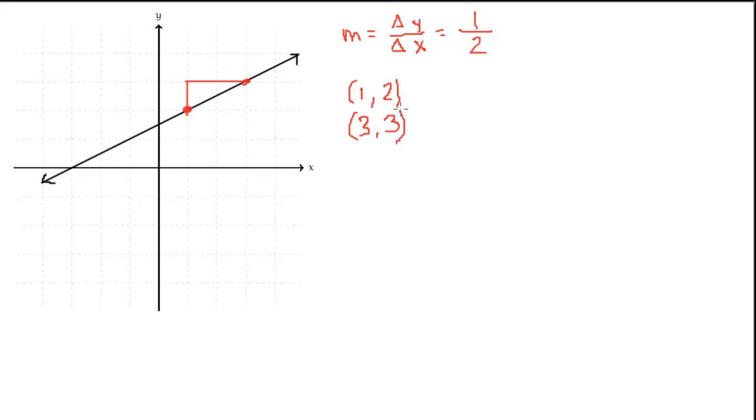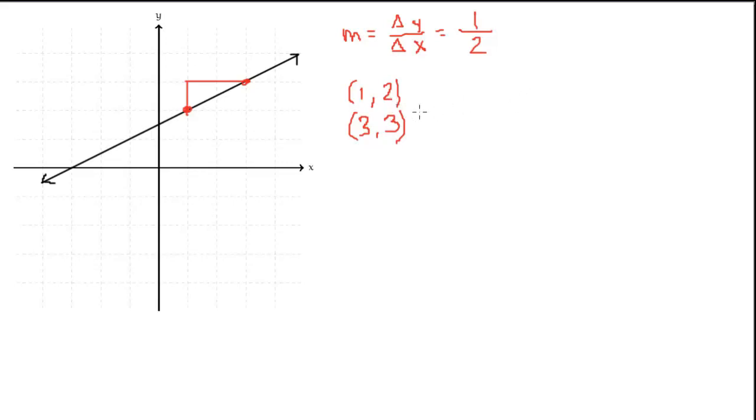So I want to pause and ask you this question. Let's say we didn't have the graph and all we had is these points. How could you figure out that the slope is 1/2 just by using these numbers here? I'm going to pause and take a minute for you guys to think about that.